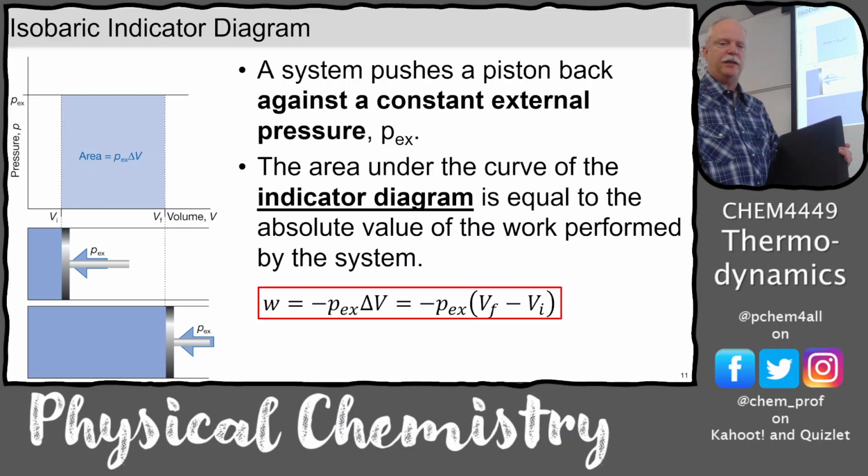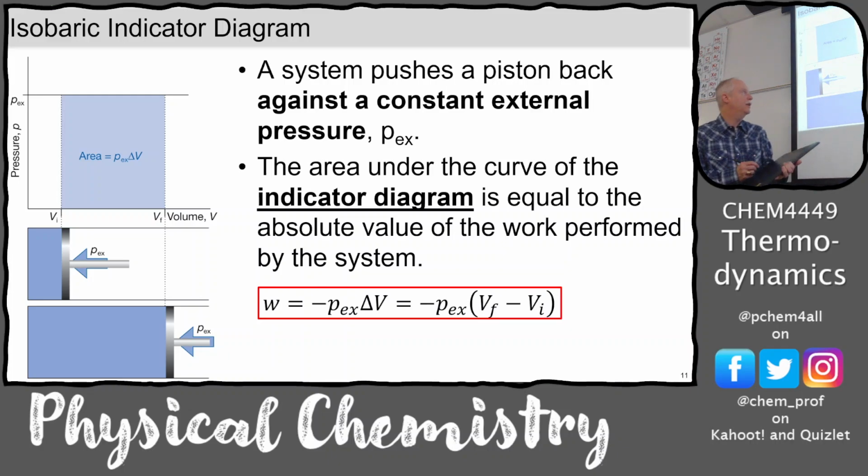So this is the equation here. The work is calculated by that external pressure times the change in volume. And change in volume is always final minus initial. That's a huge area where students make mistakes. Okay. Pay attention.